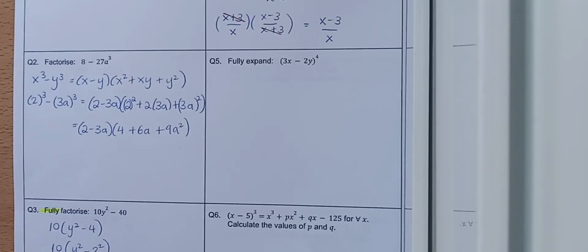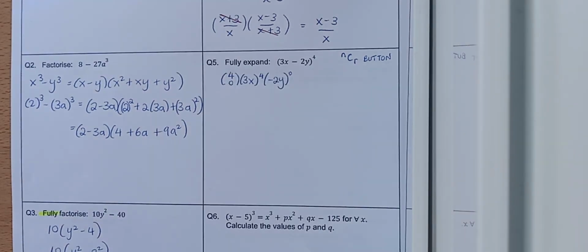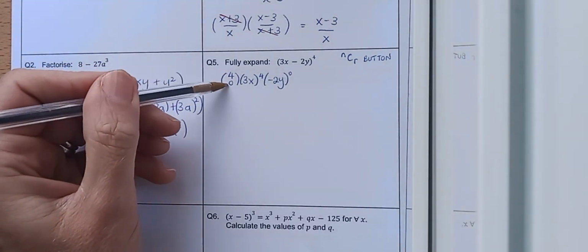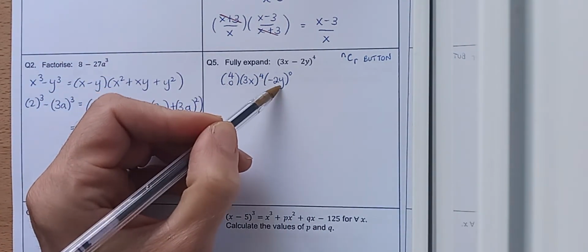Question 5 is a binomial expansion question. We'll need to use the NCR button on our calculator for this. So my layout for this is going to have several terms. The first term is going to be 4 choose 0. That'll be the NCR button in a second. 3x to the 4, minus 2y to the power of 0.